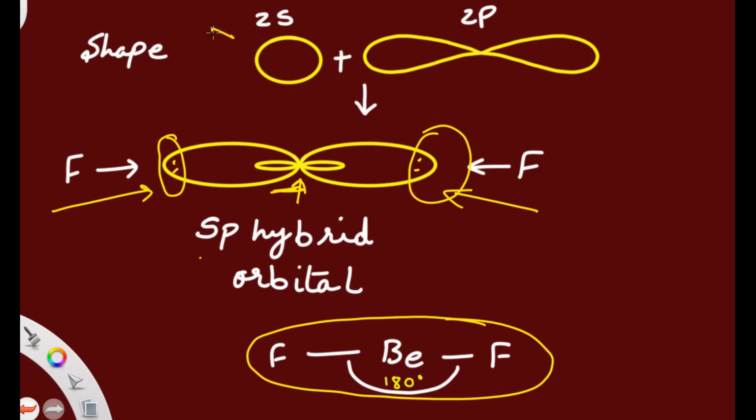The intermixing takes place between 2s orbital and 2p orbital. You can take a look in any book and you will find all the shapes of different orbitals, which we will talk about later. The first one is sp. So that's how the bond formation takes place in BeF2, right?